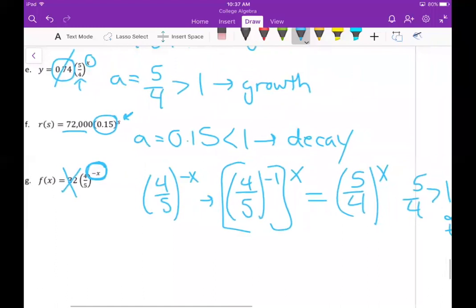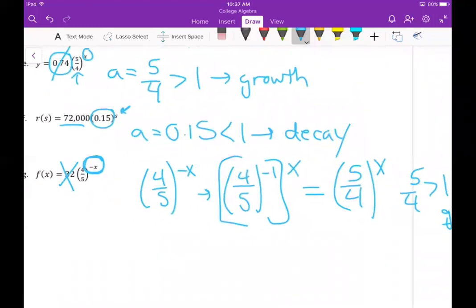Okay, so that's it for exponential decay. So we understood there the difference between growth and decay, looked at some examples of how to use the idea of a decay factor and an initial value to get an exponential decay function, how to use those functions, what half-life is.